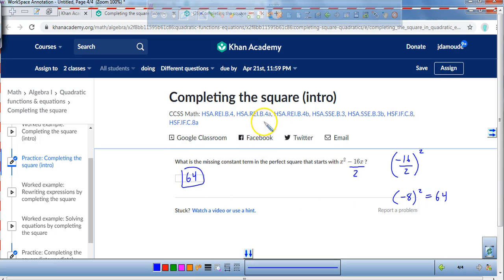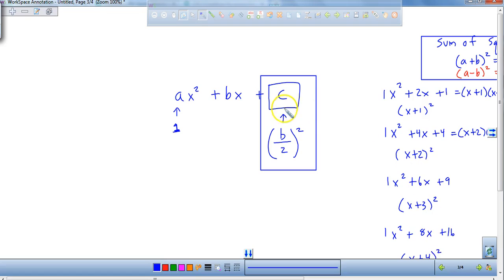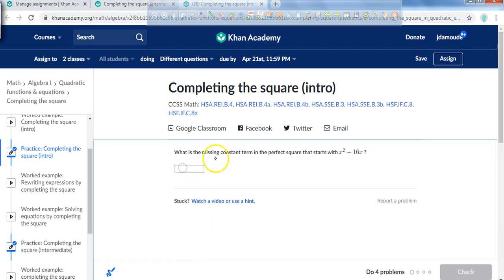Now the next few questions are going to be very, very easy. But the concept that you need to know is that you have to take half the b value. Whatever this b value is, take half of it and square it. Type in a 64.